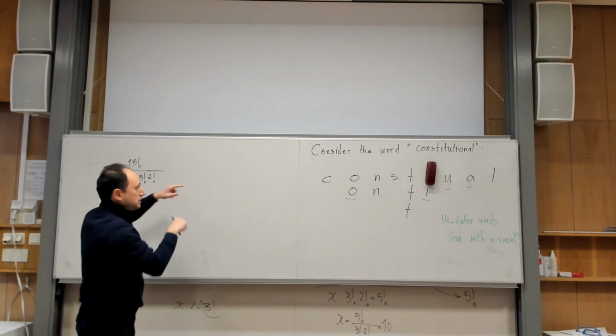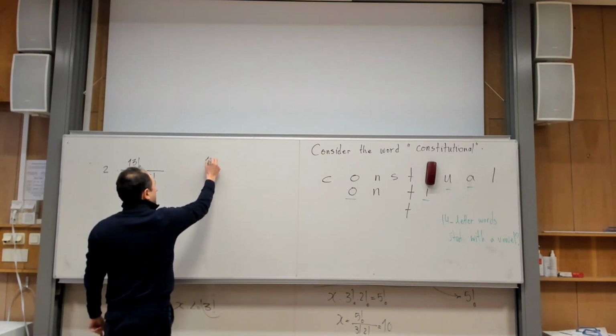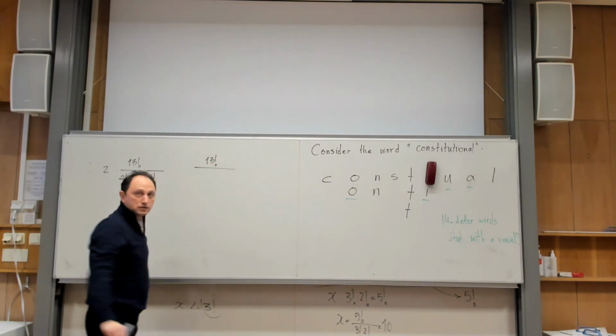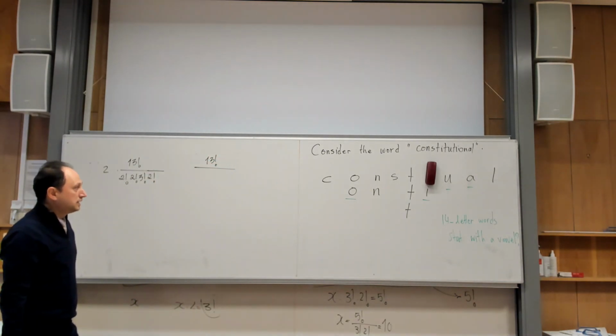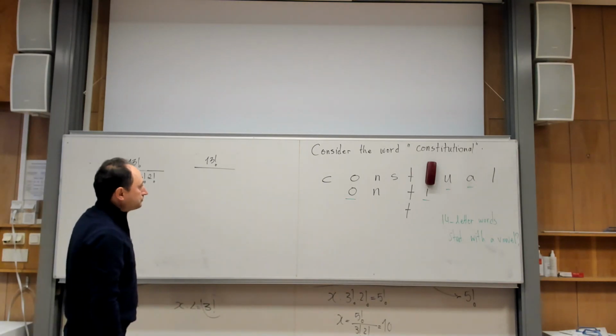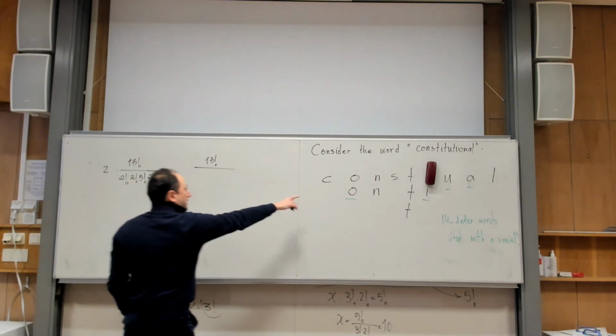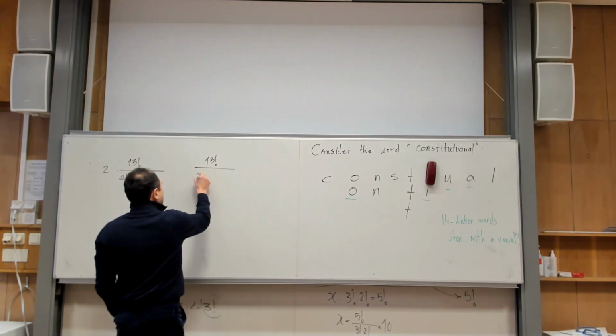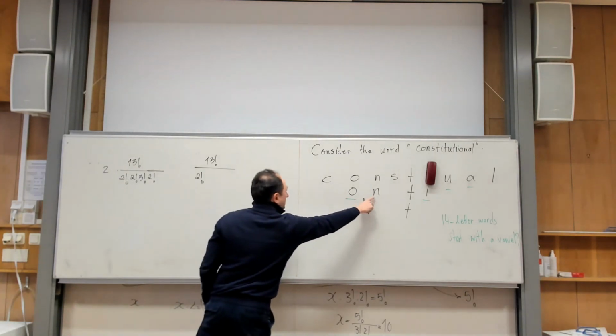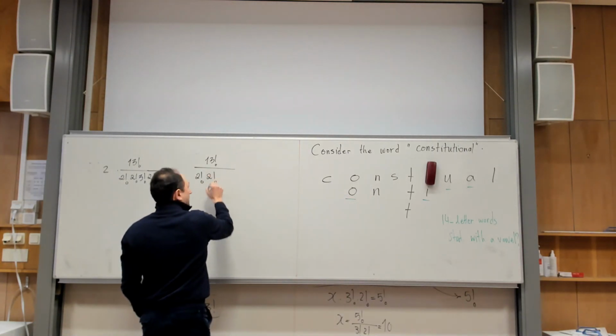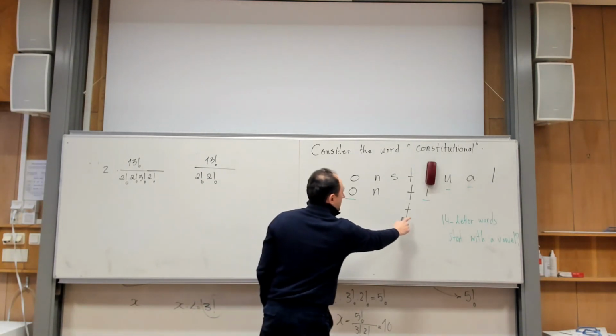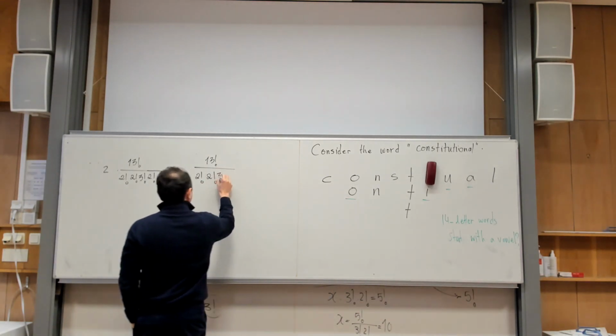So how should I count this? How many are left? 13. Yes? 13 of them are left. And then what do I do? You have 2 factorials here, 2 factorials here, and then 3 factorials here. Wait, which letter is it?